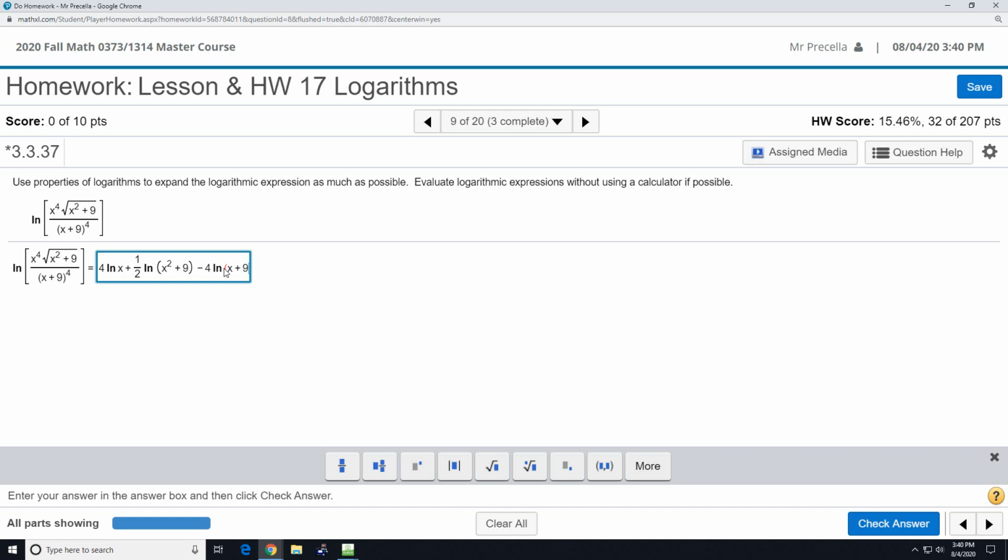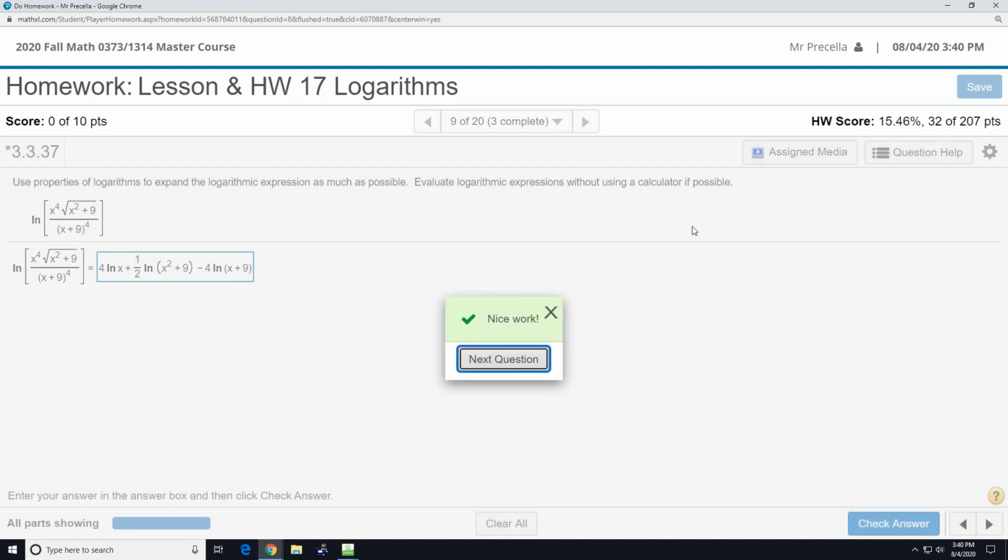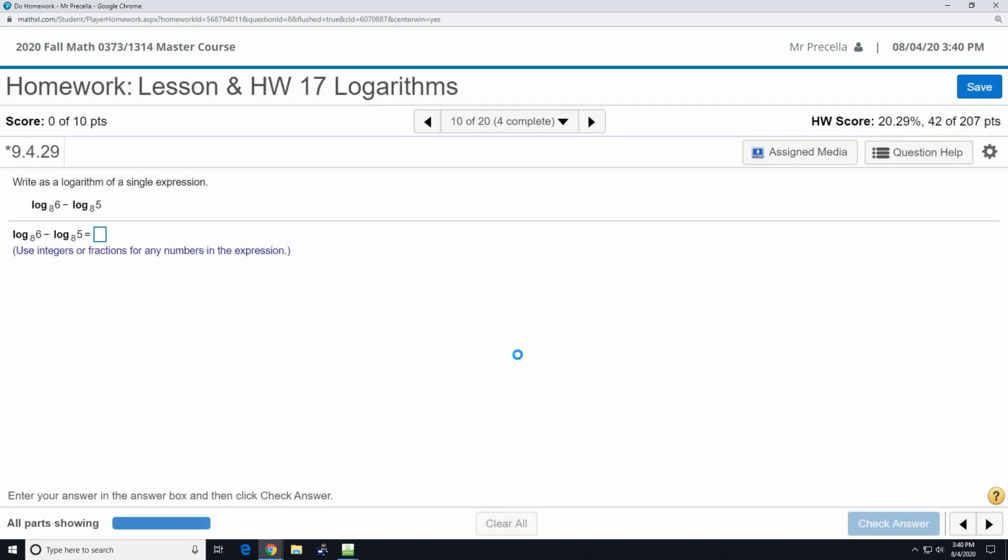X plus 9. Now that we have the parentheses in, let's see. Sure enough, we were right. Okay, let's see. Problem number 10. Let's go to the next. Oh, we're about to start going backwards.